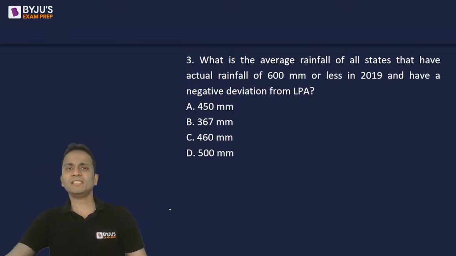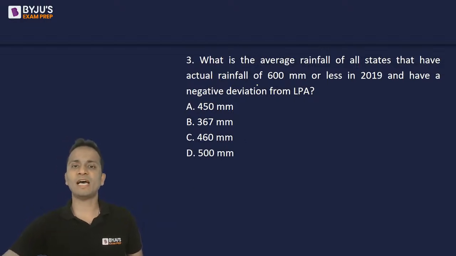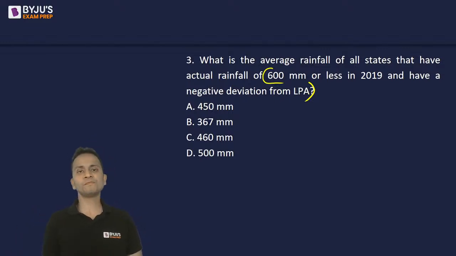Now, question number 3 is, what is the average rainfall of all the states that have actual rainfall from 600 mm or less in 2019 and have a negative deviation from LPA? Again, we just have to pick up values from the graph. Of all those states in which actual rainfall is 600 mm or less and they have negative deviations from LPA.